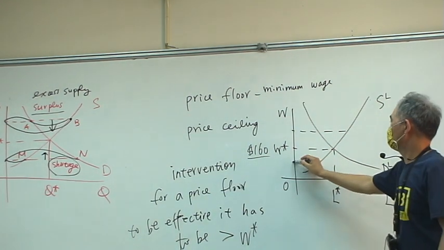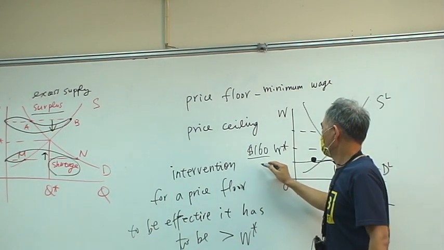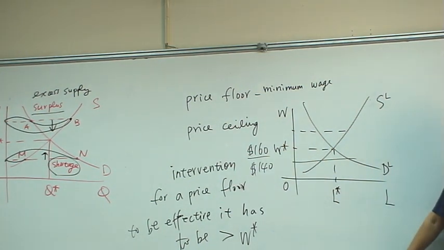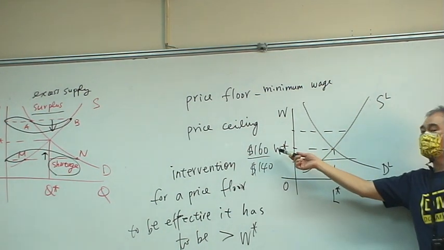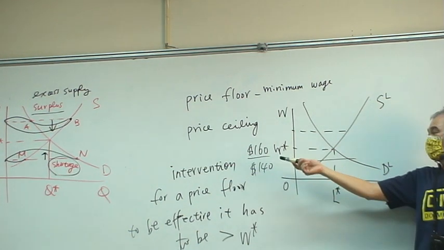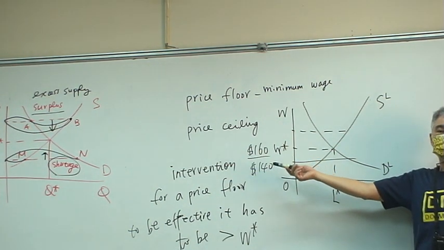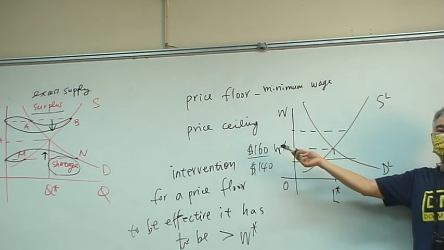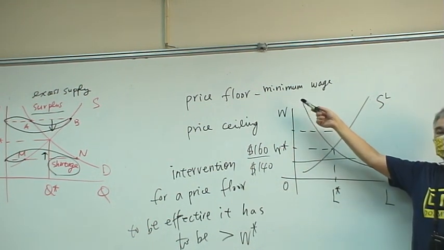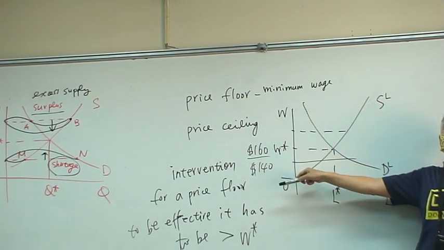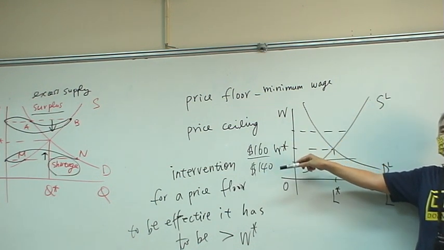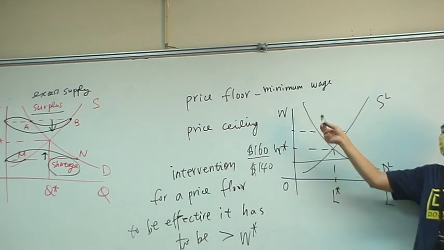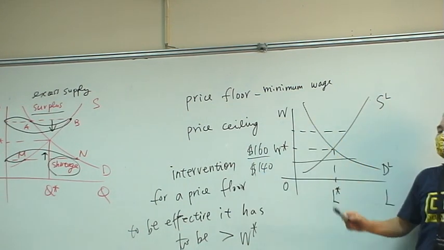If the government says, okay, we want to have a price floor of $140, does it work? It does not work, right? Because in the market, you can get $160, and the government says you have to have $140. It doesn't make sense, because in the market, you already get $160. So a price floor below the equilibrium wage makes no sense. For a price floor to be effective, it has to be above $160.